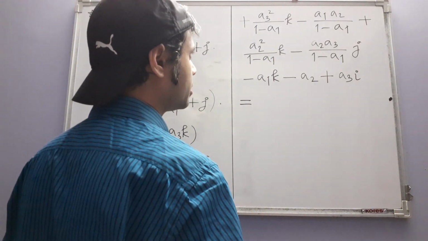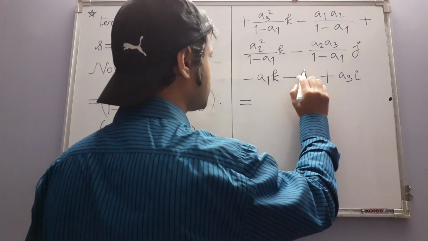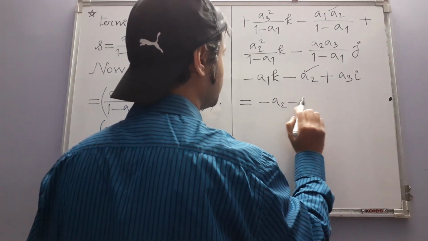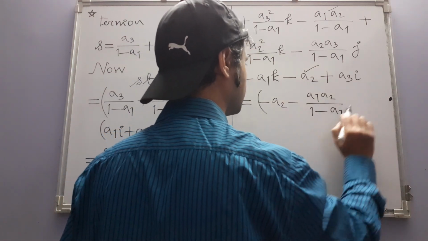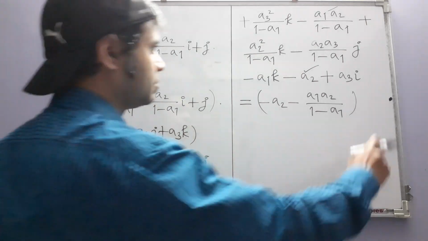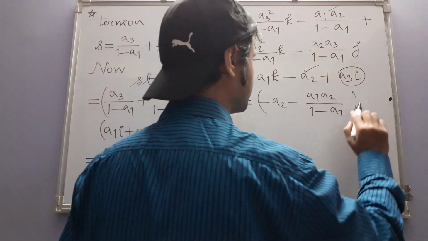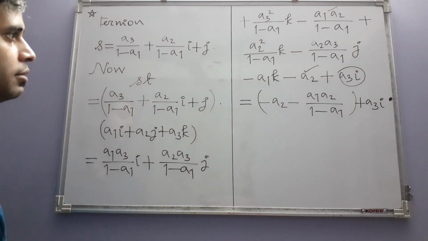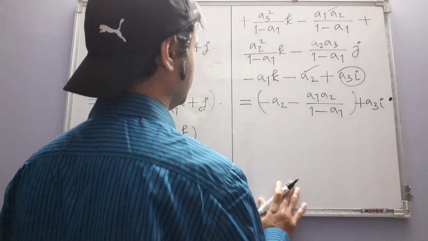So first let us consider the constants, meaning the terms which lack i, j and k. That means this one and this one. So minus a2 minus a1 a2 divided by 1 minus a1. This is the first thing. And then what about i? With i I think we have only this one, no? This one. So let's just write this a3i, then j. For j also we are having only one term.